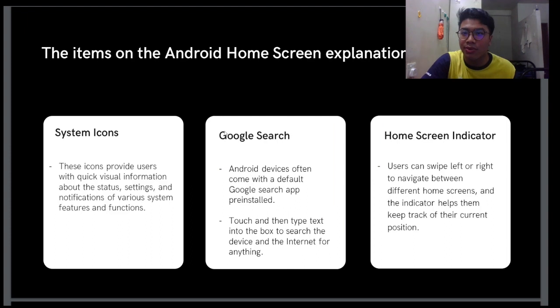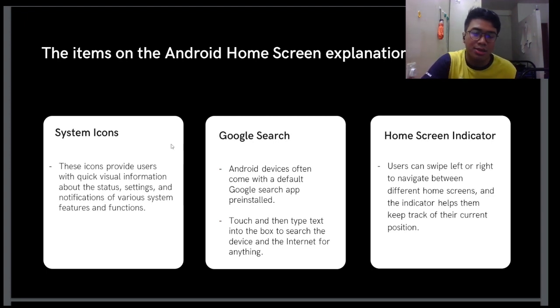Here is the mention for each item on the Android home screen. First, system icon. Those icons provide users with quick visual information about the status, setting, and notification on various system features and functions. While Google Search, Android usually often comes with the default Google Search app pre-installed, and you can touch and type the text into the box to search the device and internet for anything.